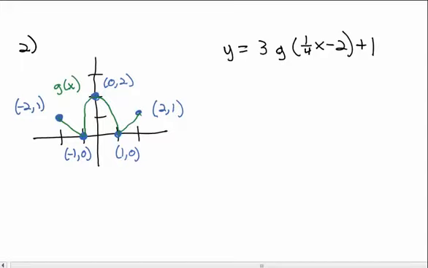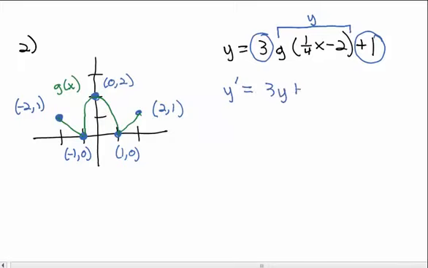Again, what parts are going to affect the y-coordinate? The y-coordinate is the stuff around the function, and the function itself is the y. So our new y, our y prime, is 3 times y plus 1. That's going to be a really nice, easy formula for us to use. Times 3 plus 1.